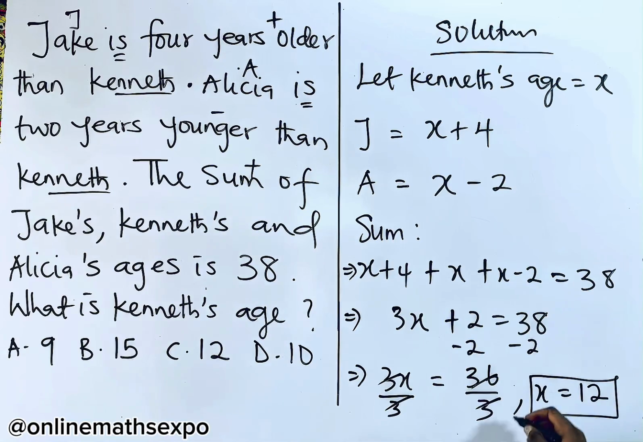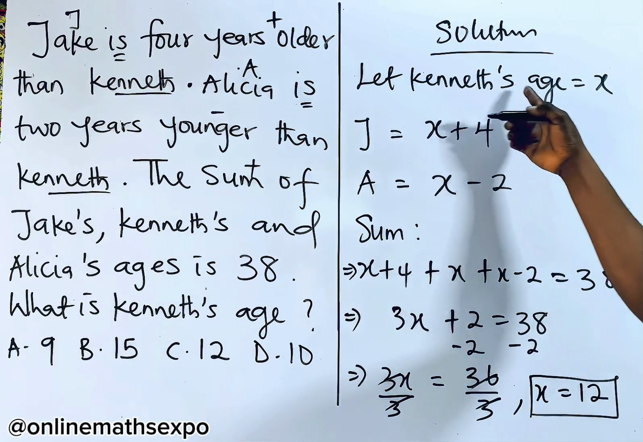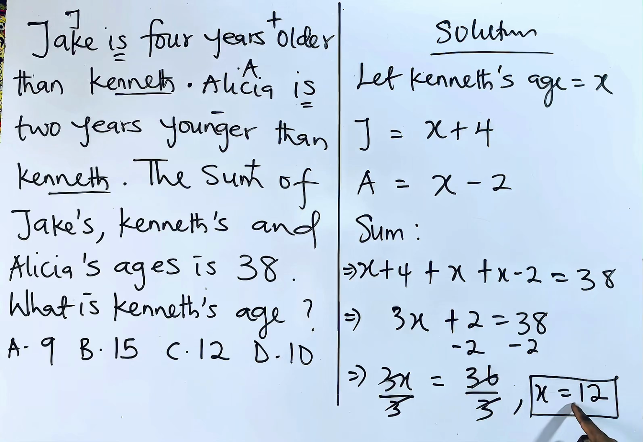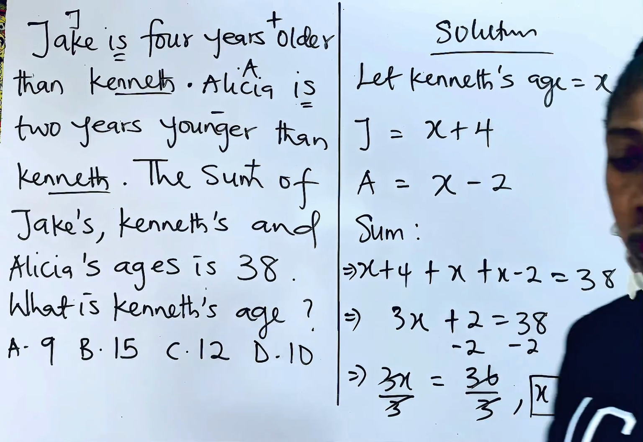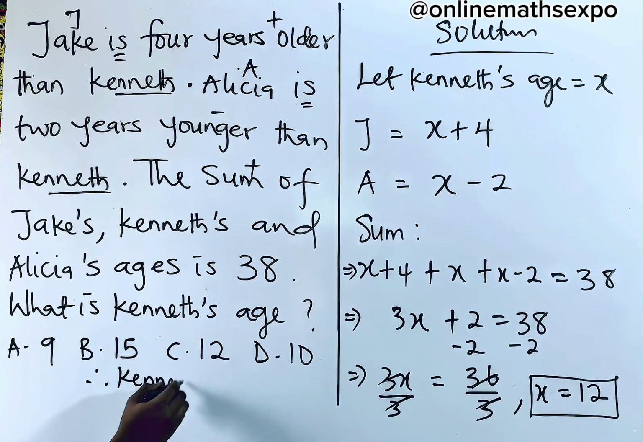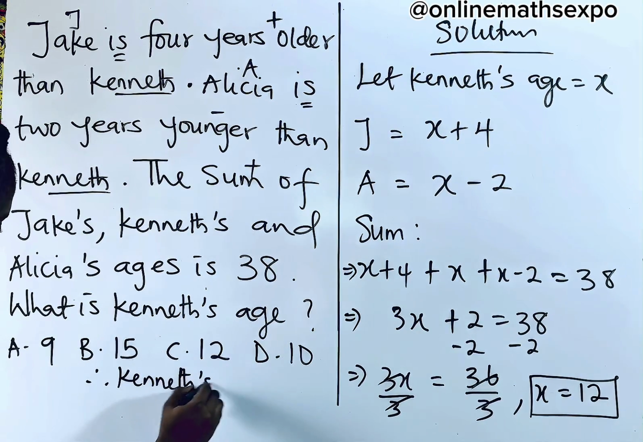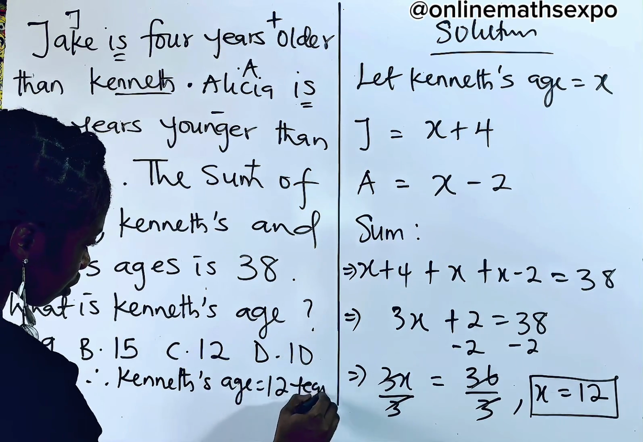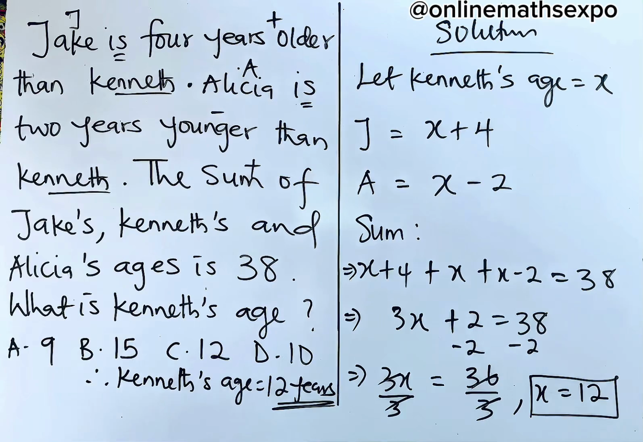So if X is 12, what did the question say? What is Kenneth's age? Let's go back. Kenneth's age is X, so our X is 12. We can make a conclusion and state it down here: Kenneth's age is equal to 12 years old. And that is option C.